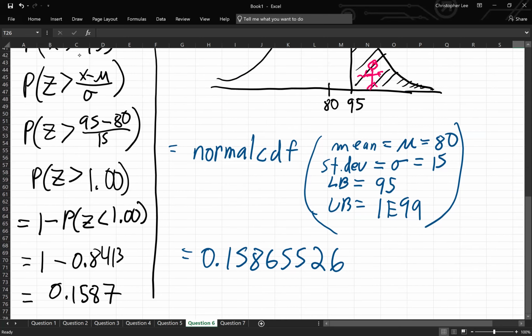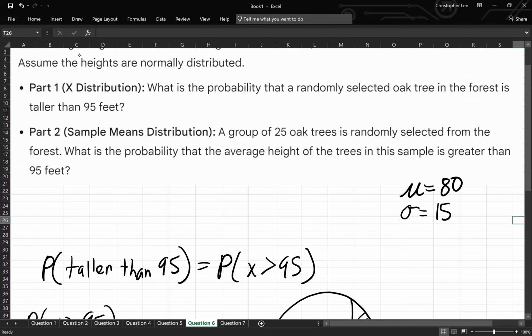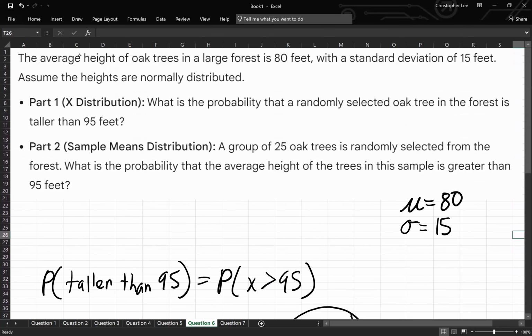So all right, let's do question 2. Question 2 says, from the same story, a group of 25 oak trees is randomly selected from the forest. What is the probability that the average height of the trees in this sample is greater than 95 feet? All right. Hold on 1 second.